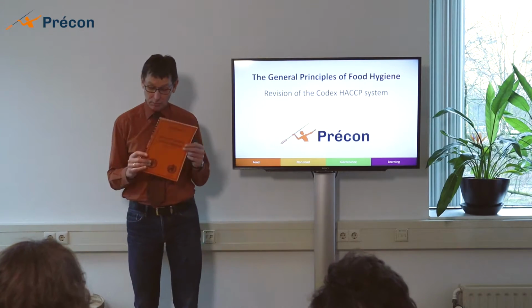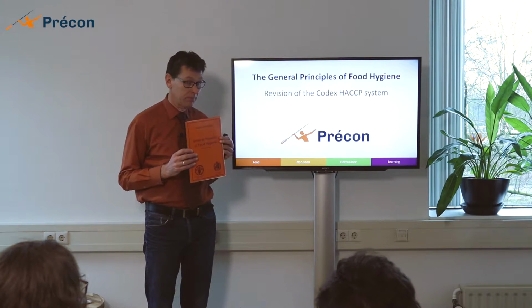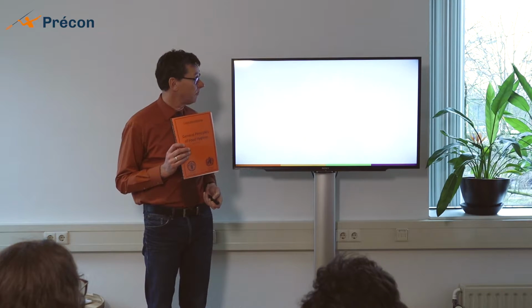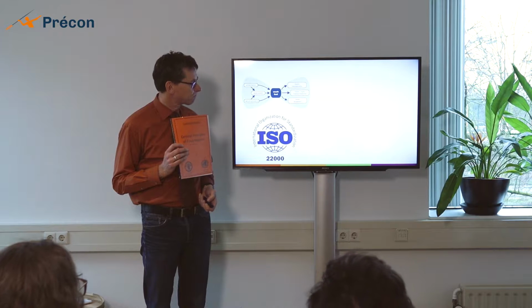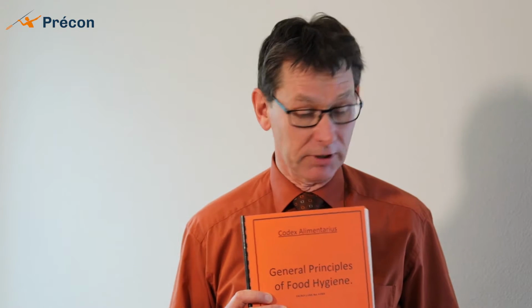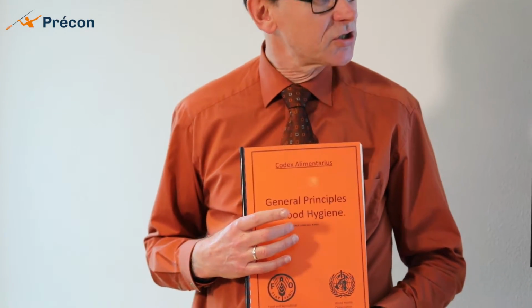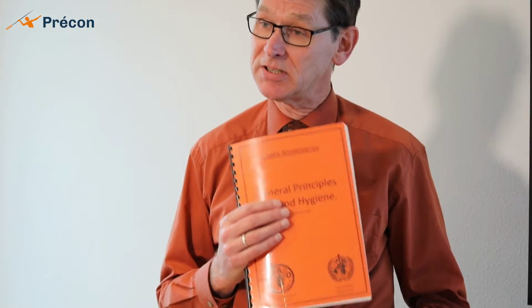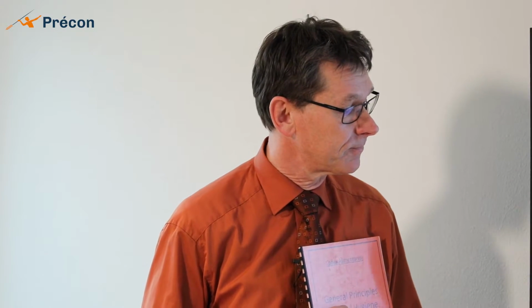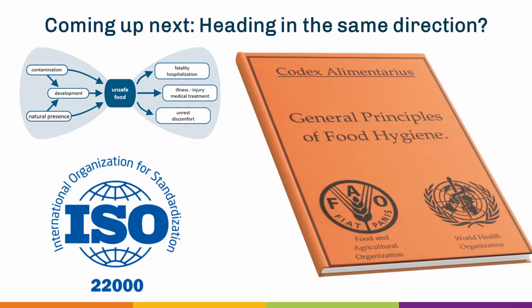Here we've got the general principles of food hygiene. This document is in revision now. What I will do in this presentation is we'll discuss if this document is going in the same direction as ISO 22000 did. And I already showed you the relation between ISO 22000 and the food safety bow tie.